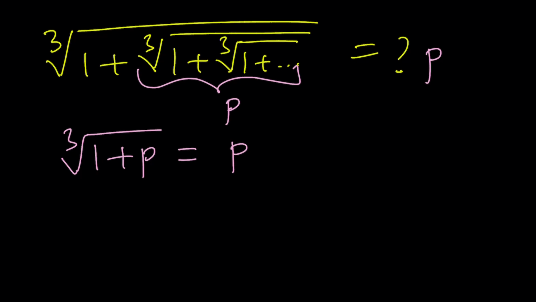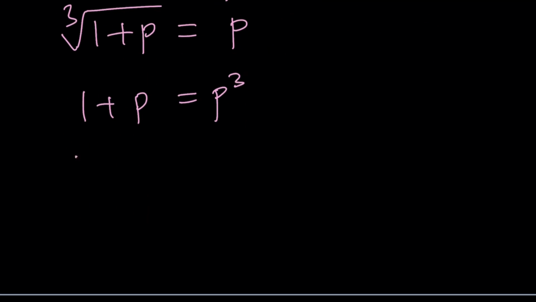Great. So what are we going to do with this? We're going to cube both sides because we want to get rid of the cube root. And obviously there's something nice about cubing both sides. We're not going to introduce extraneous solutions. So we're going to get the following: 1 plus p equals p cubed. And then if you put everything on the same side, you're going to get p cubed minus p minus 1 equals 0. Awesome. This is a cubic equation, and it's going to give us the plastic ratio. Yay. Let's go ahead and find out what it looks like.